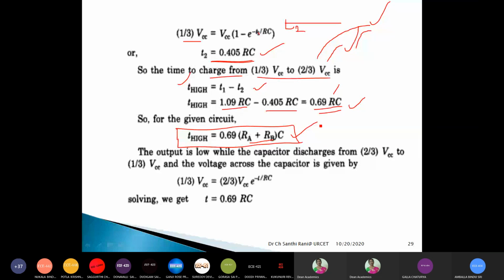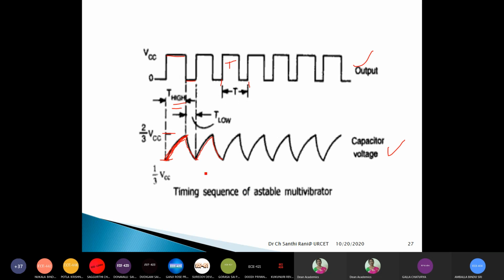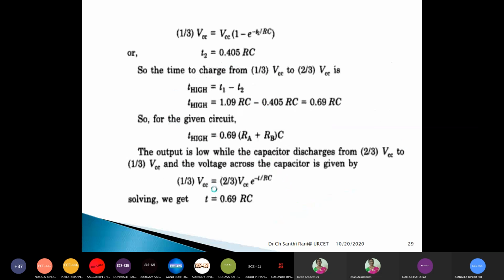Then what is T low? The output is low when the capacitor is discharging from 2/3 VCC to 1/3 VCC. You already know this, but for my satisfaction I am telling you again. So when the capacitor is discharging from 2/3 VCC to 1/3 VCC, the output is low, and that is what we want to calculate.